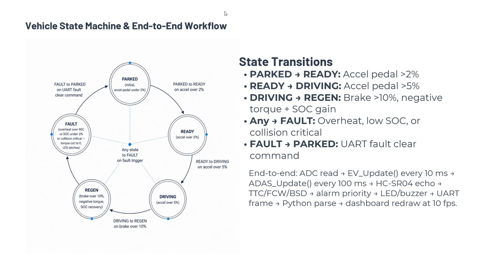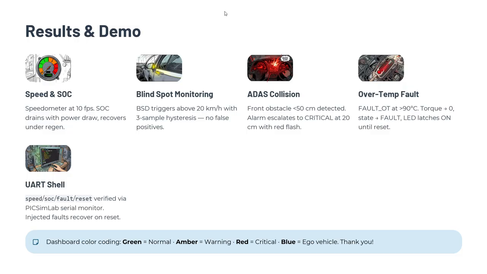And as you can see from the center lines, if a critical emergency happens at any point, the system overrides everything and jumps straight to the fault mode to save the lives of the driver, and it's for safety reasons.